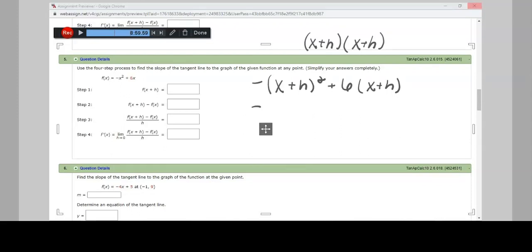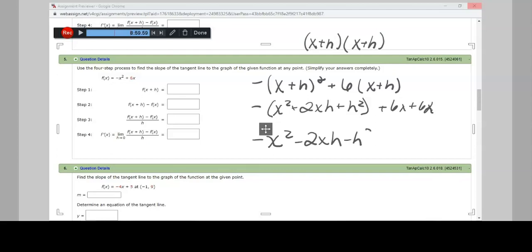All right, so when I FOIL this, remember it's going to be first, outer, inner, last. So don't distribute that negative yet. So what that's going to give me is x squared plus 2xh plus h squared plus 6x plus 6h. Okay? And then I'm going to distribute my negative. So now I've got negative x squared minus 2xh minus h squared plus 6x plus 6h.